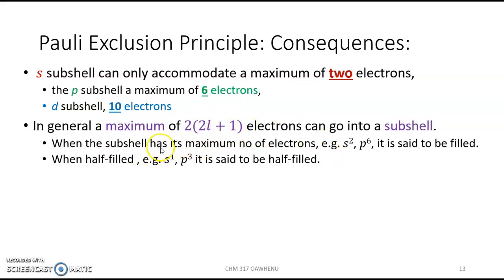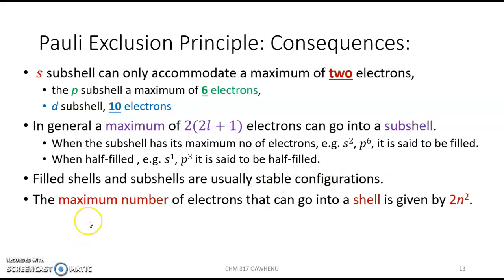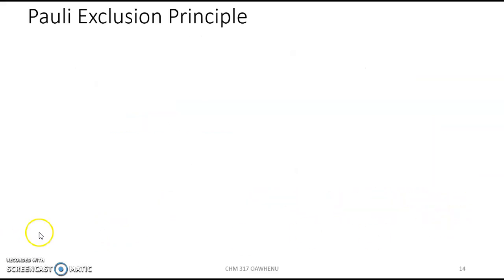As an aside, when a subshell has its maximum number of electrons, such as s2 or p6, it's said to be filled, and when it's half of that, it's said to be half filled. This is mentioned because filled subshells and shells are usually stable configurations. From this, the maximum number of electrons that can go into any shell, characterized by n, is 2n squared. So what effect does the Pauli Exclusion Principle have on lithium?